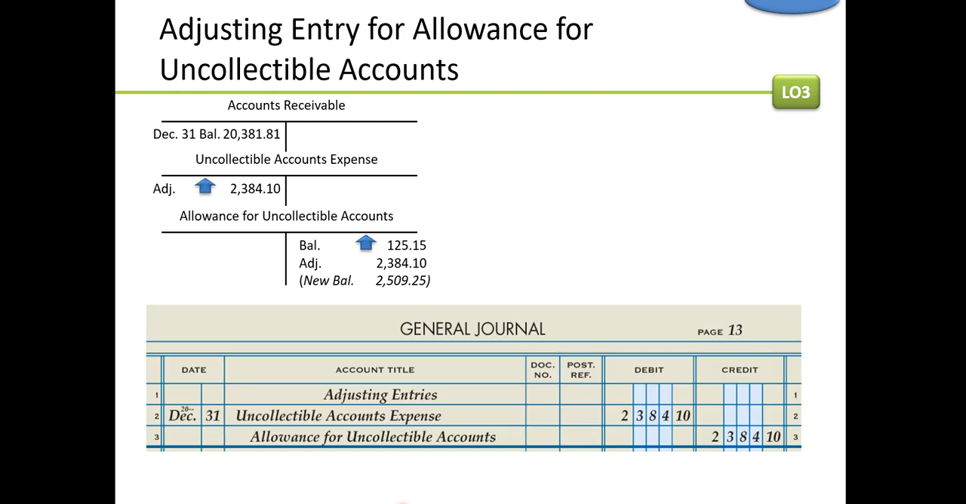So these are adjusting entries. And we're doing this on December 31st, based upon our date up here. Our uncollectible accounts expense was a debit of $2,384.10. Our allowance for uncollectible accounts, our contra account, is at $2,384.10. So again, those are the offsetting accounts.